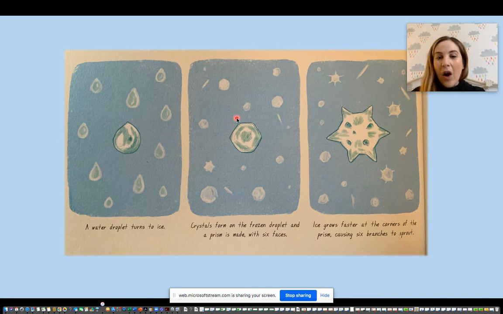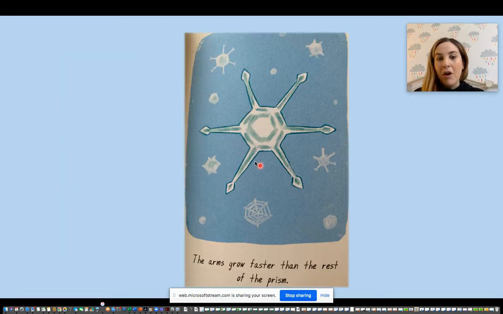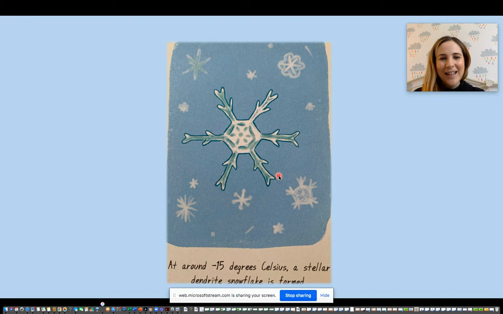And then on the corner of the prism, ice grows, and we begin to get branches on our frozen droplet. Should we count? 1, 2, 3, 4, 5, 6. The arms grow faster than the rest of the ice droplet, the rest of the prism. It's beginning to look a lot like a snowflake now, isn't it? And around minus 15, which is very, very cold, a stellodendrite snowflake is formed. That's quite a tricky word.